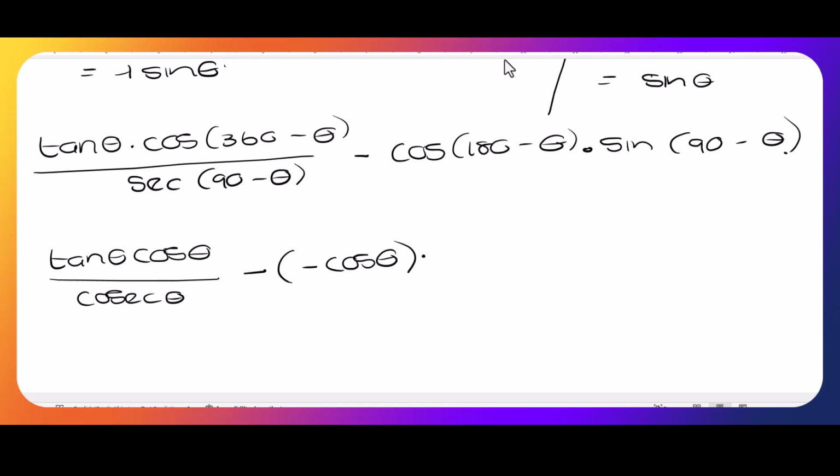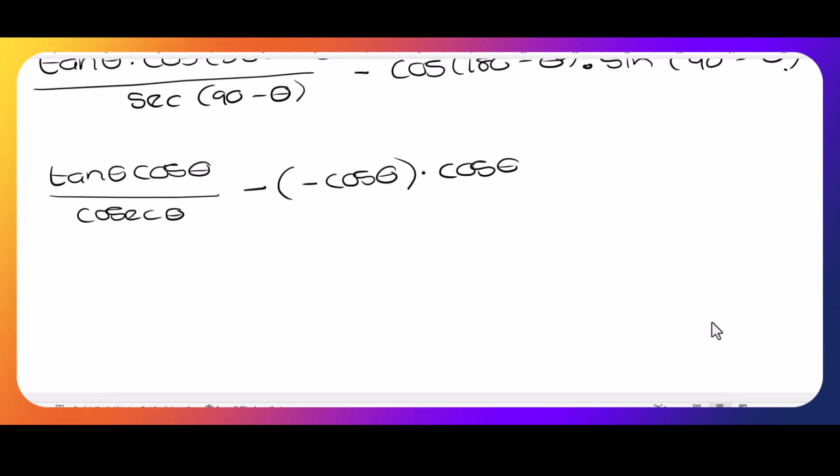Multiply sine 90 minus x. 90 minus x means quadrant number 1. It's positive in quadrant number 1, but because there's a 90, it's a reduction formula and it changes to cos theta. So if I start simplifying, again, if you do not know what to do, change everything to sins and cosines. Tan is sin theta over cos theta, multiply basically cos theta over 1 divided by cosec, and cosec is 1 over sin theta.